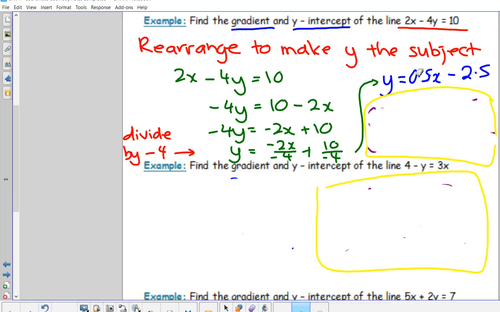So what is our gradient? It's the coefficient of the x term. So the gradient is positive 0.5, so it's got a positive gradient, meaning the line goes upwards from left to right as opposed to downwards. Its y-intercept is negative 2.5.